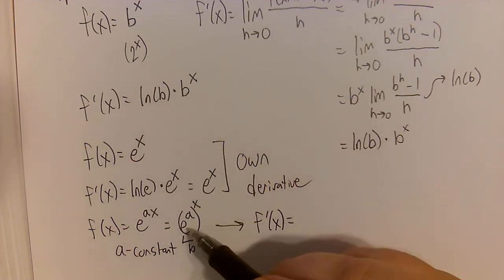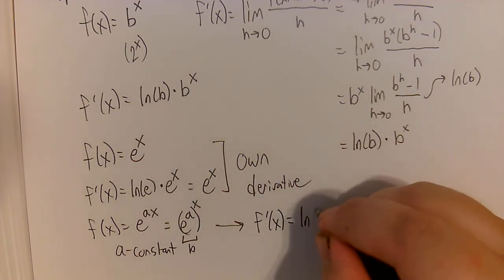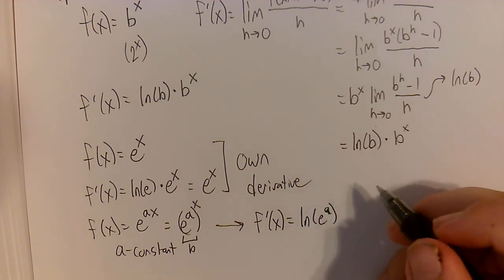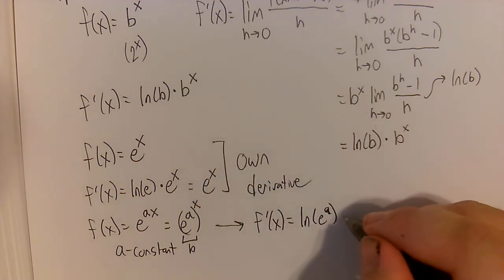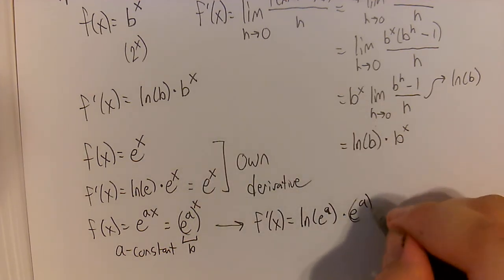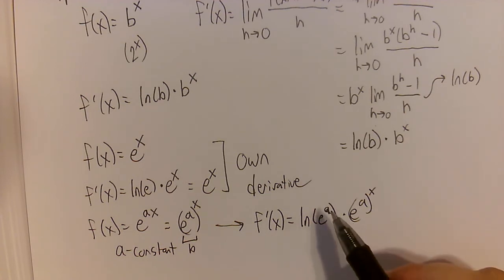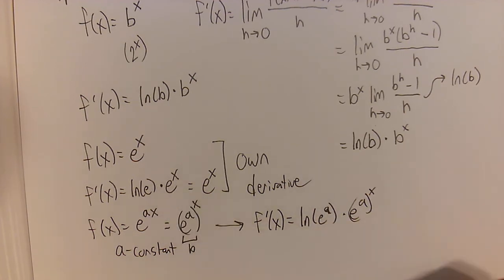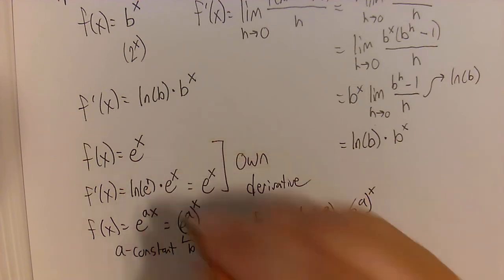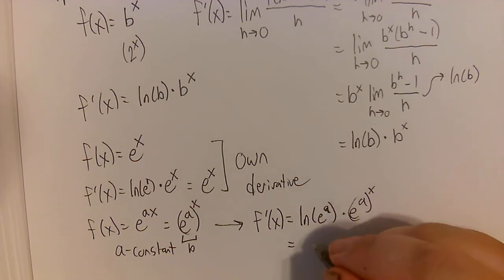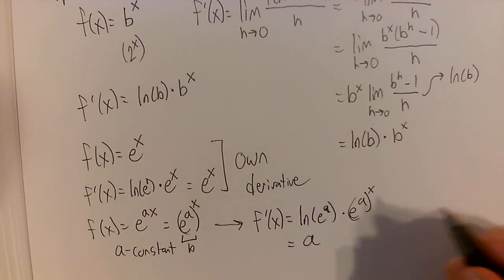So f prime of x, well, how do we use the formula? We have ln of whatever was raised to the x, so e to the a right here, and then we multiply by b to the x, the original thing right here. Now ln of e to the a, kind of like how ln of e was 1, and you can almost imagine this as e to the first power here. If you ever have ln of e to a power, that's going to simplify to be that power. So this was a right here.